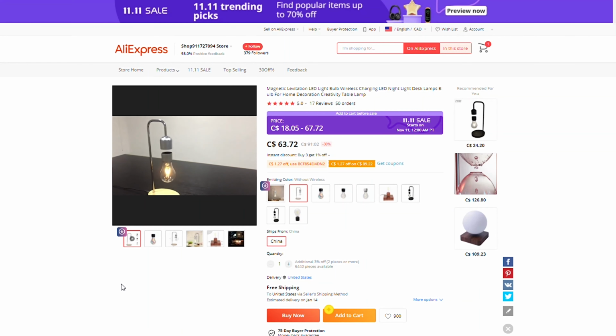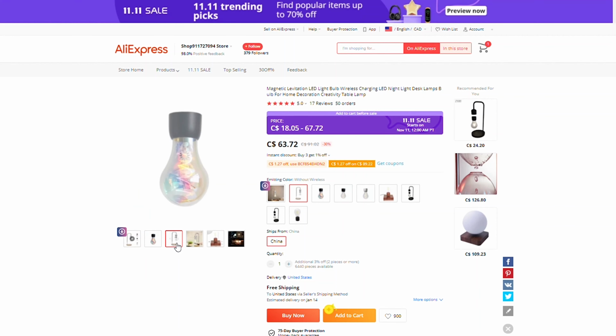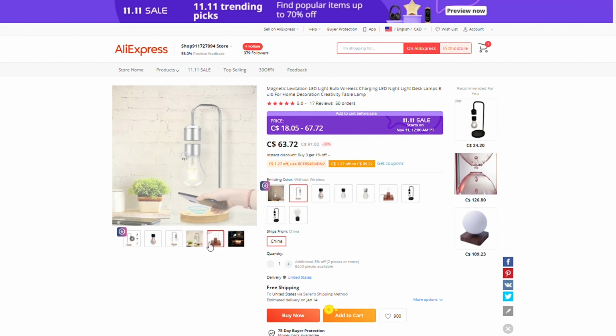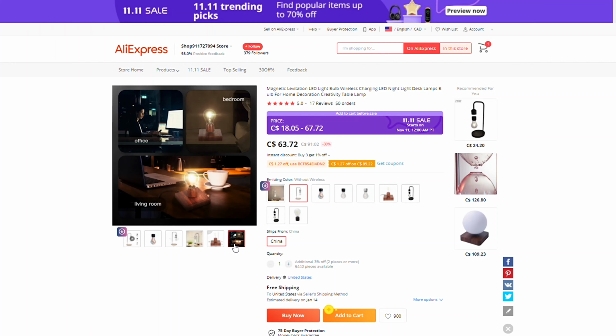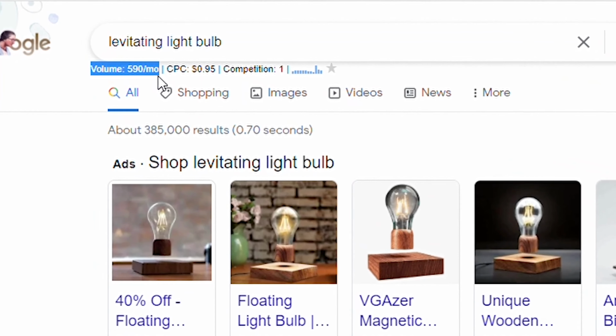And as I said, this would be one of the biggest differences between Google and Facebook. For example, on Facebook you can advertise this levitating lamp and people would go crazy because it is cool and unique. But it might not work on Google because people have no idea if this product exists or not, at least at first when this product came around. So if they don't know this product exists, they're not gonna search for a levitating lamp on Google.